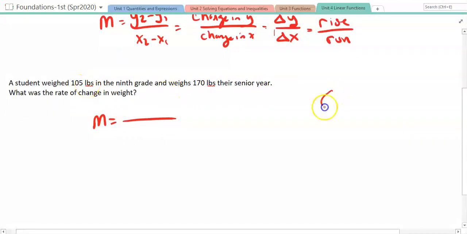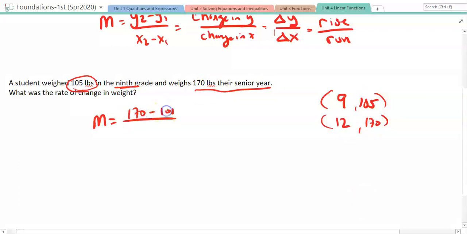Well, I need some ordered pairs before I can plug into this, right? The first ordered pair I see is that there's 105 pounds in the ninth grade. So 9 relates to the weight of 105. And same thing with the senior year, the 12 relates to the 170. So we're going to do 170 minus 105 divided by 12 minus 9. 170 minus 105 is going to give us 65. 12 minus 9 is 3. And so this is 22 and 2/3.